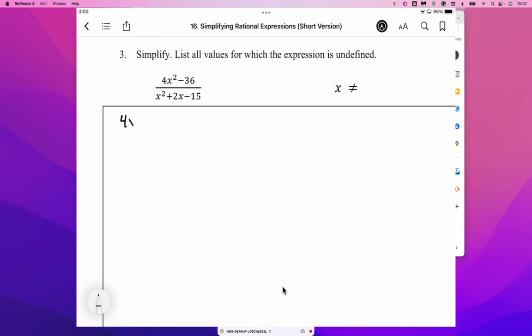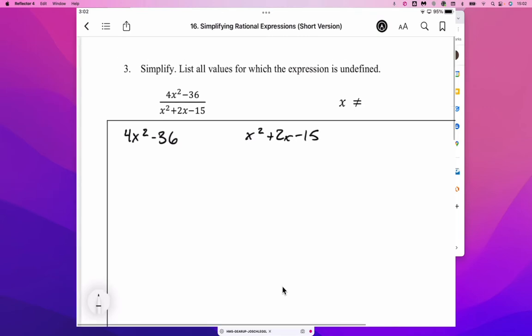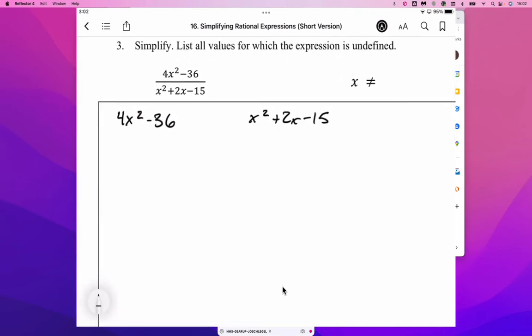We have the numerator and we have the denominator. The way that we're going to go about this is first look at the numerator and say, okay, is there anything I could factor out? And the answer is yes, I could factor out a 4. And I would be left with x squared minus 9.